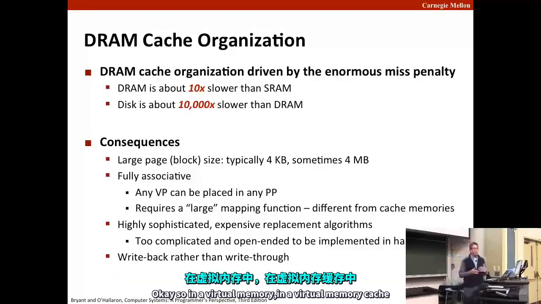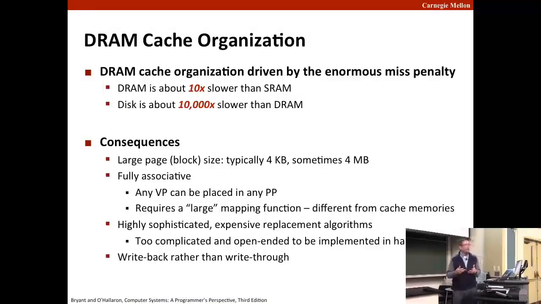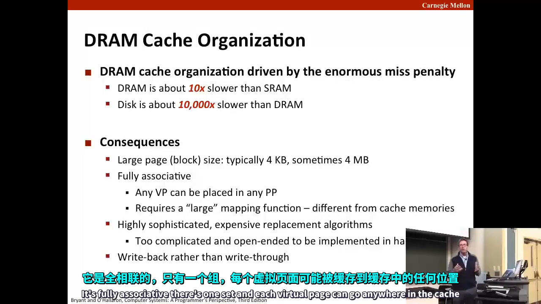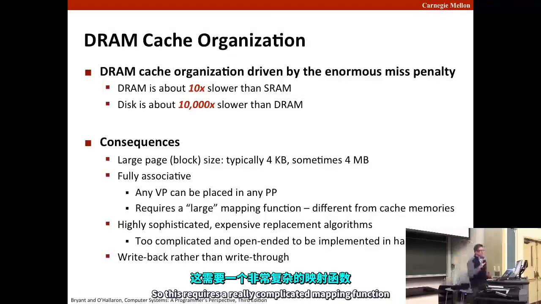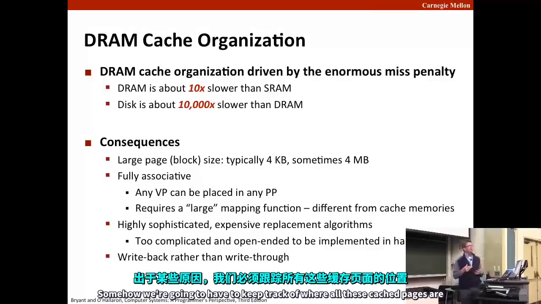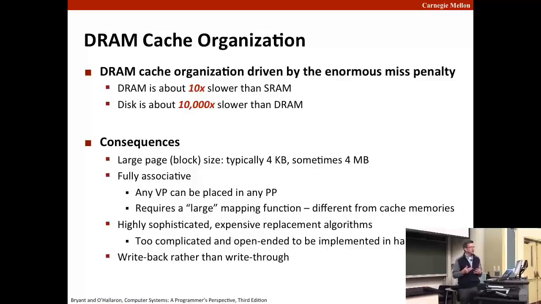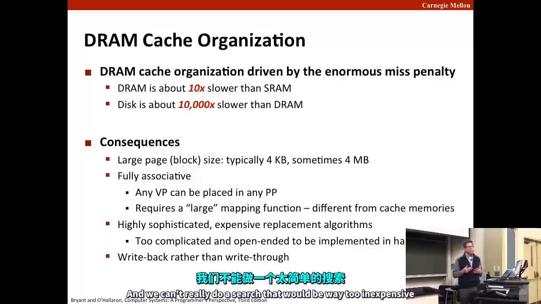Okay, so in a virtual memory cache, it's fully associative. There's one set, and each virtual page can go anywhere in the cache. Okay. So this requires a really complicated mapping function. Somehow we're going to have to keep track of where all these cached pages are. Right? And we can't really do a search. That would be way too expensive.